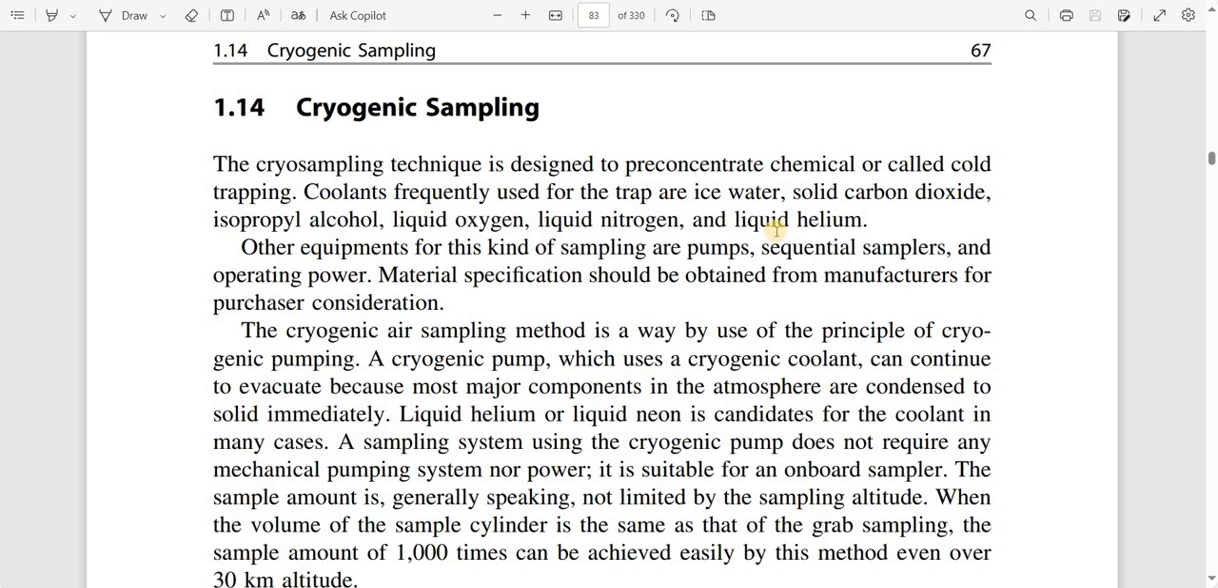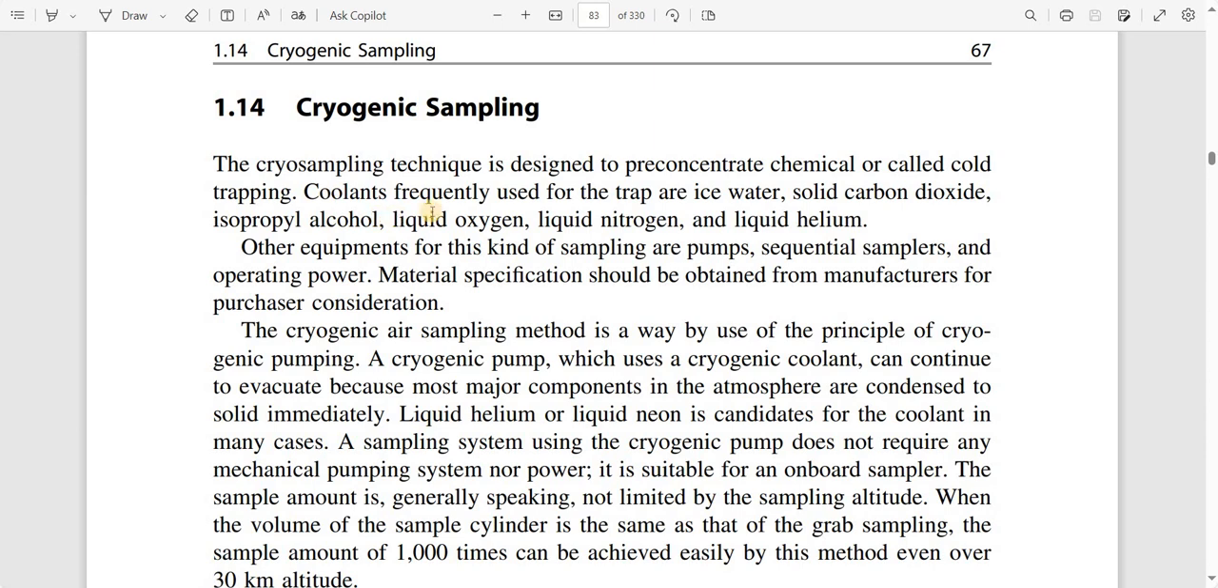Today we'll be learning about cryogenic sampling. The cryogenic sampling technique is designed for pre-concentrating chemicals, also called cold trapping. Cryogenic means under minus 180 degrees Celsius, I suppose. So everything that is cold or liquid cold is stored in cryogenic tanks.